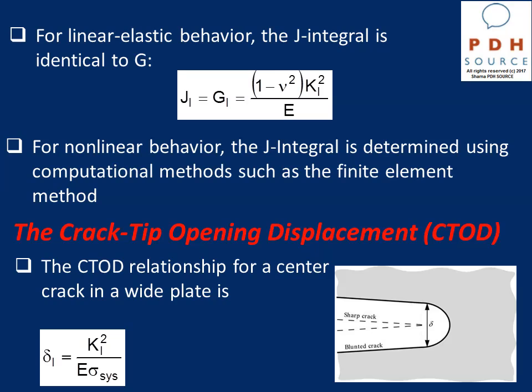And in finite element approaches, there are some approaches to calculate J1, and from J1 you can get K1 because they are related to each other. For nonlinear behavior, you can calculate directly the J integral. There is no relation with K1 because we know that K1 is a representation for linear elastic fracture mechanics.